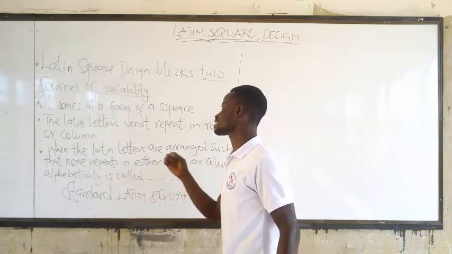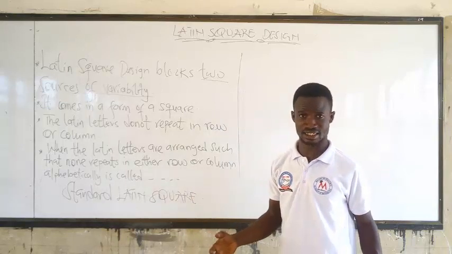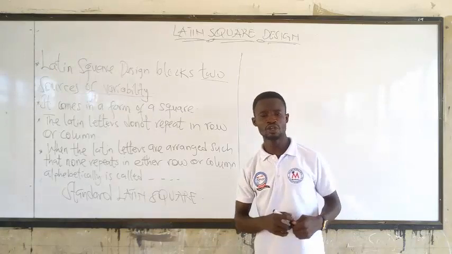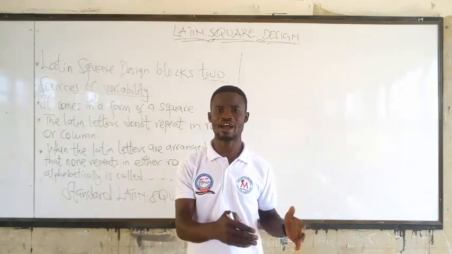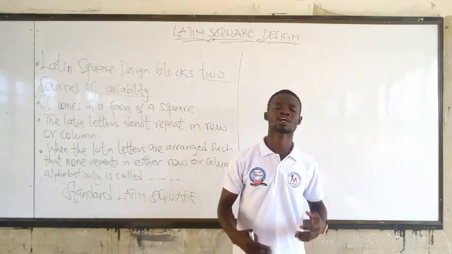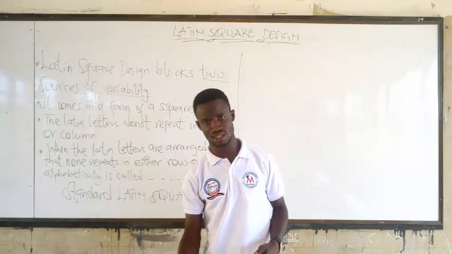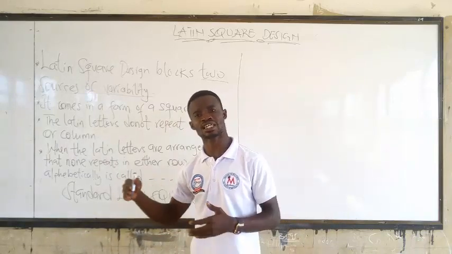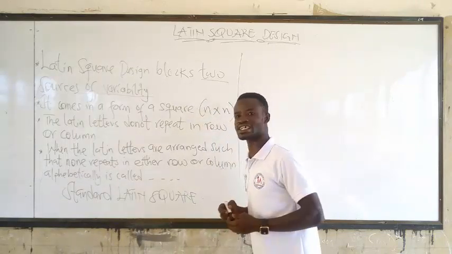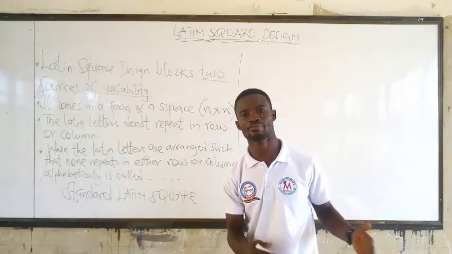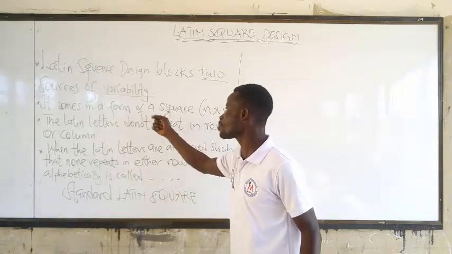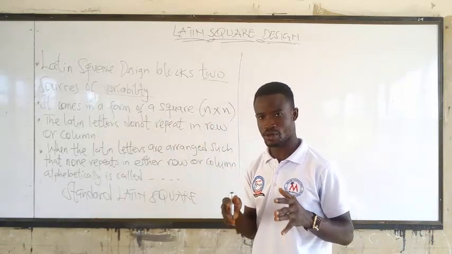Alright. Now, it comes in a form of a square. For instance, you know 3x3 matrix, 4x4 matrix, and others. Any matrix in n by n, we can say is a square matrix. 4x4, 3x3, 5x5, they are all a square matrix. So, it comes in a form of a square. I hope you understand it now.